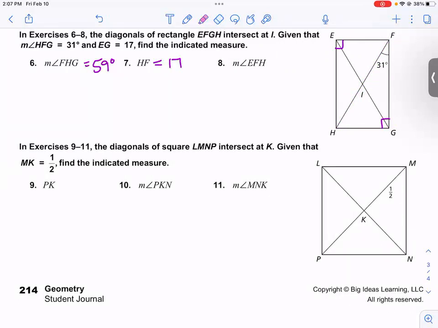Okay. Now for number 8, we have E, F, H. What's that one? 59. Also 59. Okay. Jonah, what if I asked you for IH? FH is 17. What's IH?